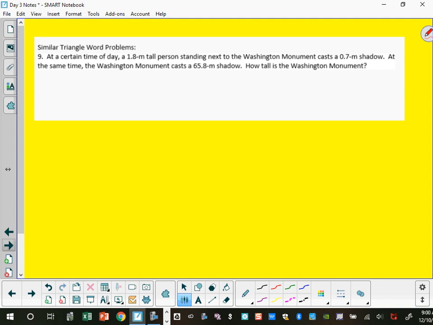Alright, so at a certain time of day, the 1.8 meter tall person standing next to the Washington Monument casts a 0.7 meter shadow. At the same time, the Washington Monument casts a 65.8 meter shadow. How tall is the Washington Monument? So when it asks me a question, I know that's going to be my x. I don't know what that is. It says it's asking me how tall is it. So what you should do is draw a picture.